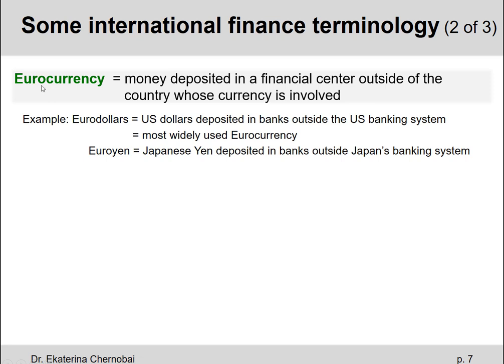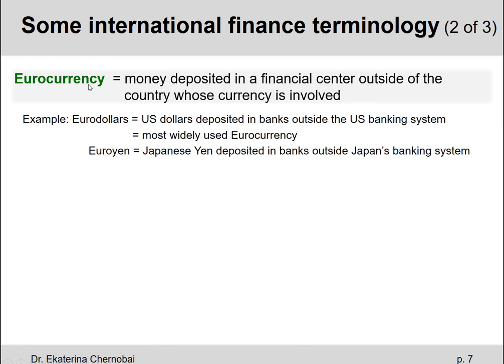Euro currency. Money deposited in a financial center outside of the country whose currency is involved. First, notice how this definition has no mention of Europe, right? And that's actually an important detail about this term. Euro currency has nothing to do with Europe. Basically, the part euro means overseas. That's kind of what it means in this context.